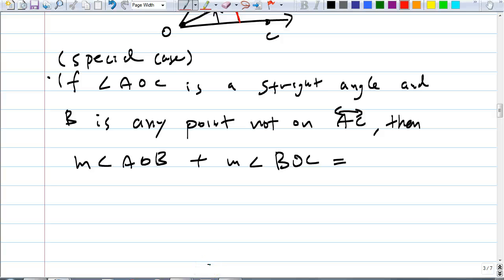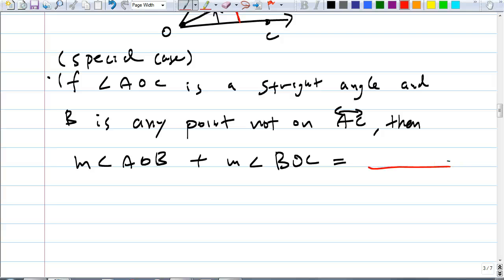Now, there's a special case for this angle addition postulate. What do you think this will give you? If angle AOC is a straight angle and B is any point not on line AC, then what's the measure of, by the way, that m means measure of. Do you guys know that? Okay. Measure of angle AOB plus measure of angle BOC equals... Go ahead and fill in this blank. Let me give you a hint. Go ahead and draw this. It's going to be very obvious if you draw it. Go ahead. Yeah, question? What's the word next to angle? No, the word for. Okay, some of you are still having trouble.